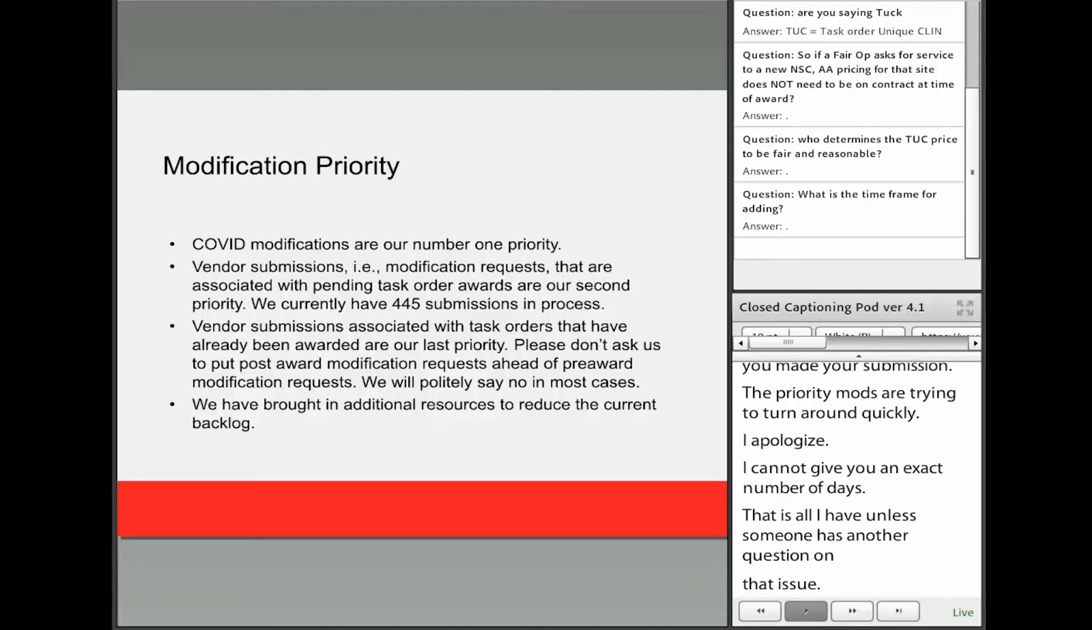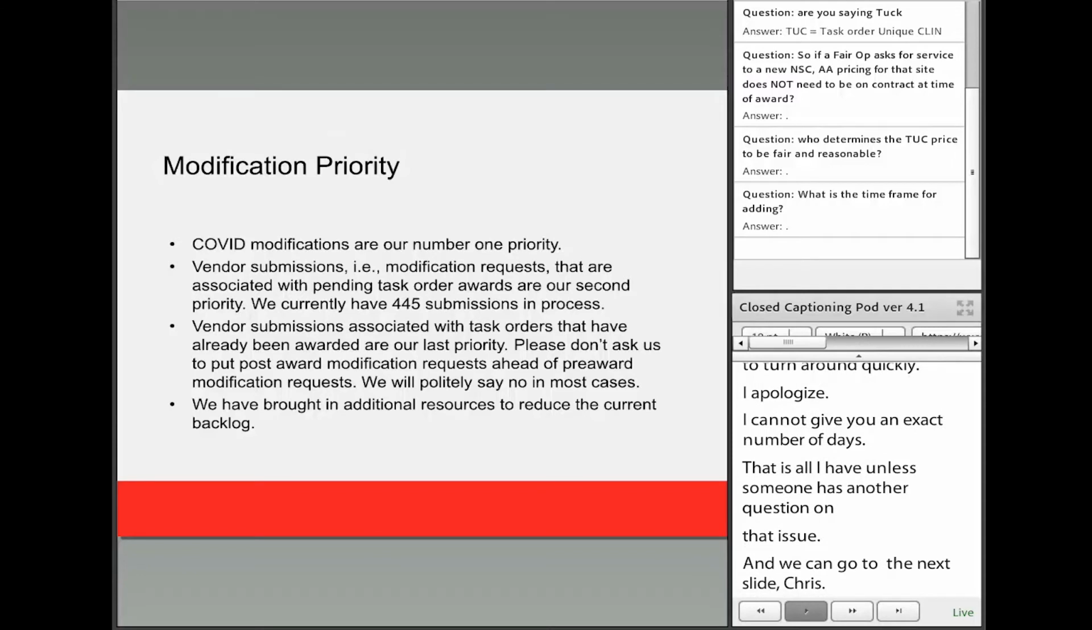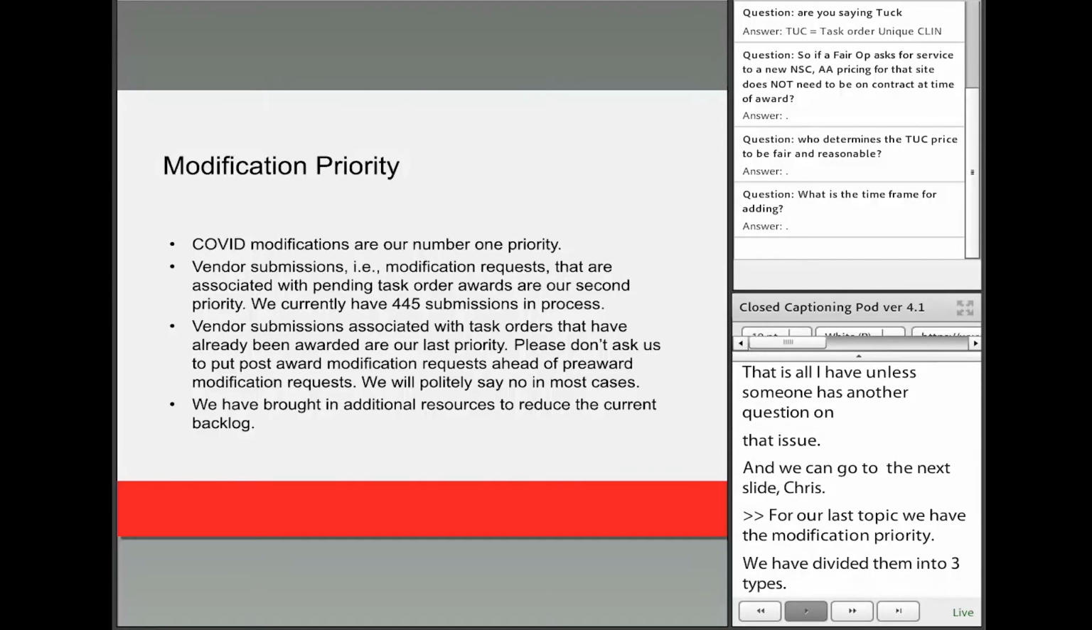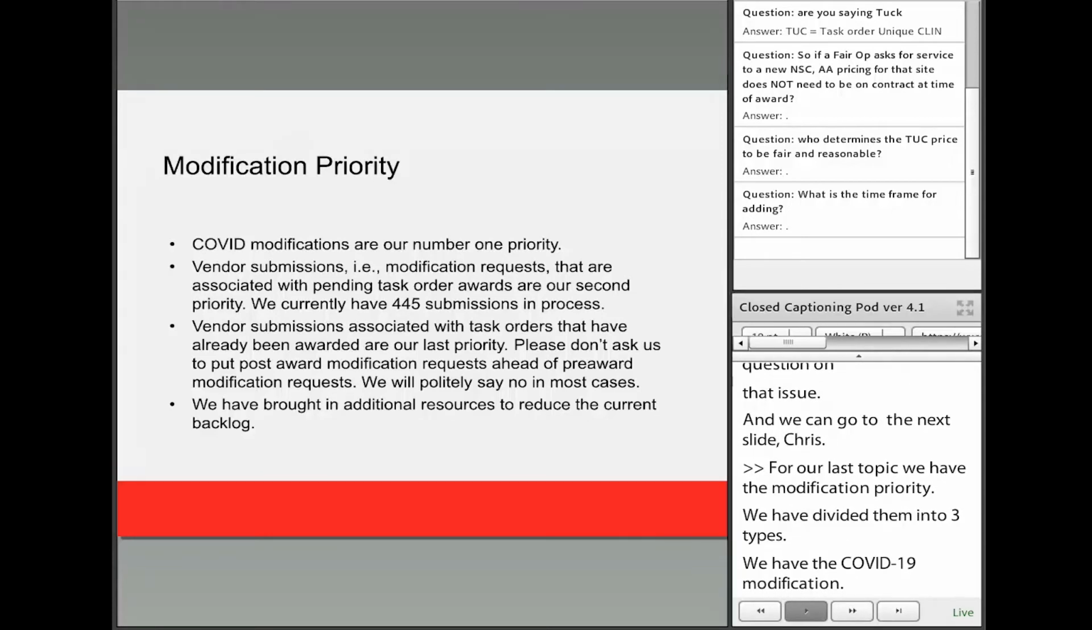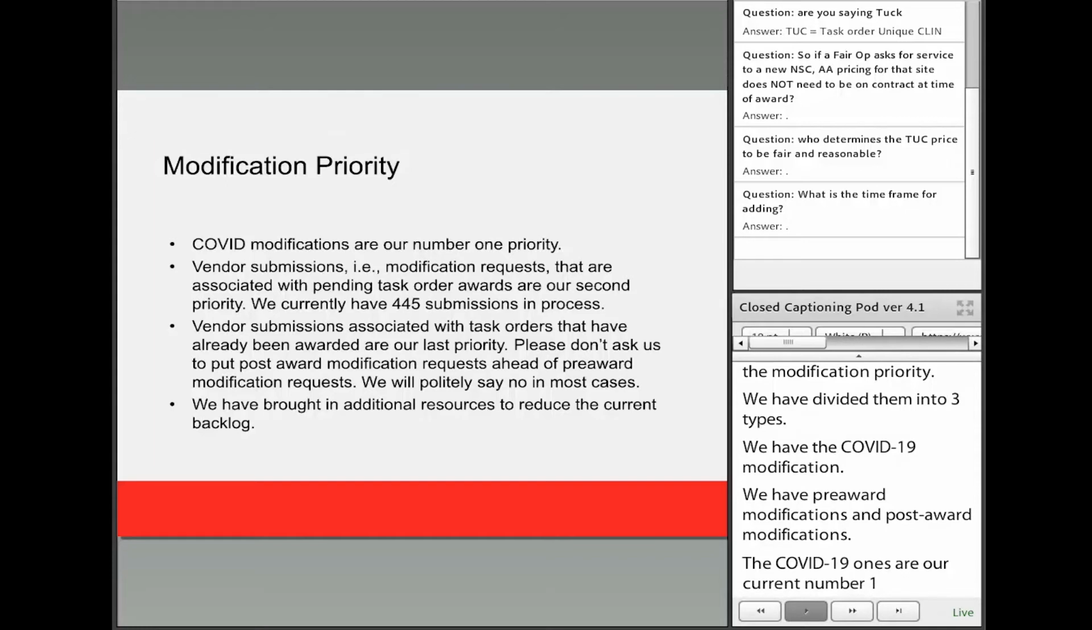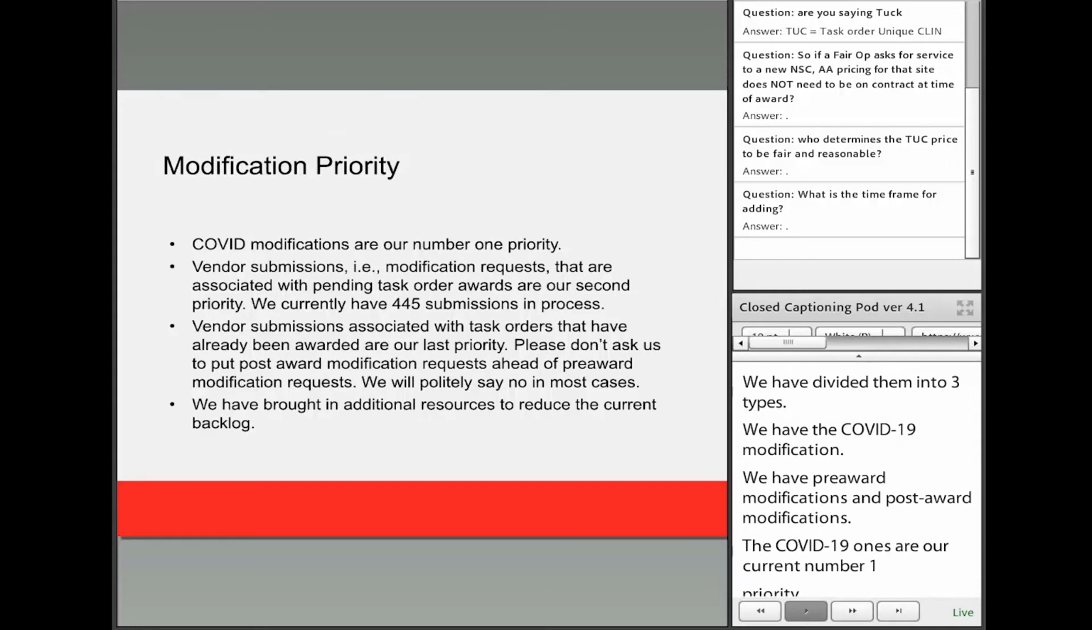So for our last topic, we have the modification priority. We have divided them into three types: the COVID-19 modifications, pre-award modifications, and post-award modifications. COVID-19 ones are currently our #1 priority. Second are the vendor submissions that are pending task order awards, which we call pre-award. And currently we have 445 submissions in process for the 9 vendors.